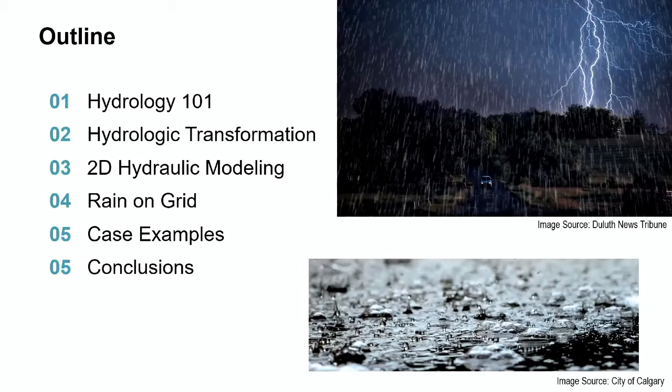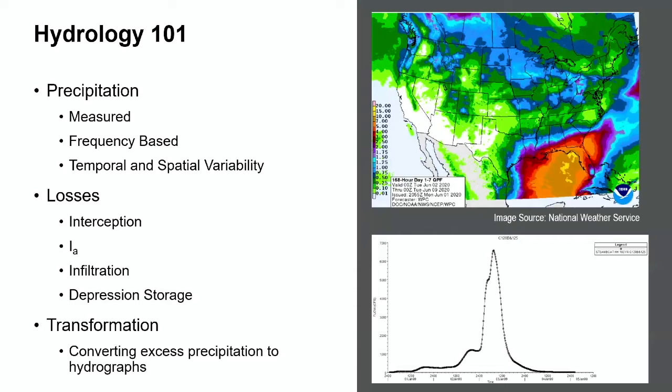I'm going to talk a little bit about 2D hydraulic modeling and how that's relevant to rainfall runoff simulations, and then some examples of rain on grid simulations, some case examples, and I'll come to some conclusions, but I do want to leave this question open for discussion. So hydrology, what are the main components of hydrology?